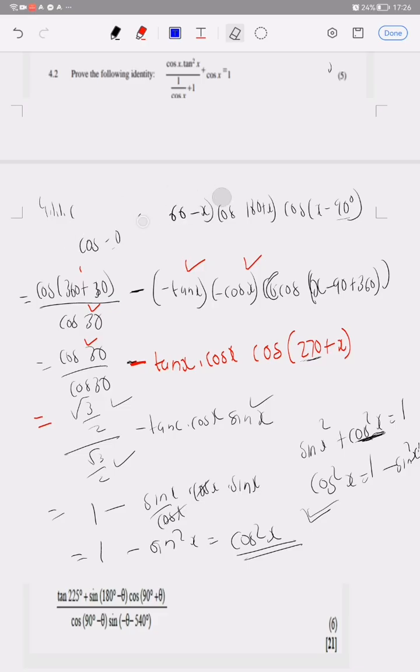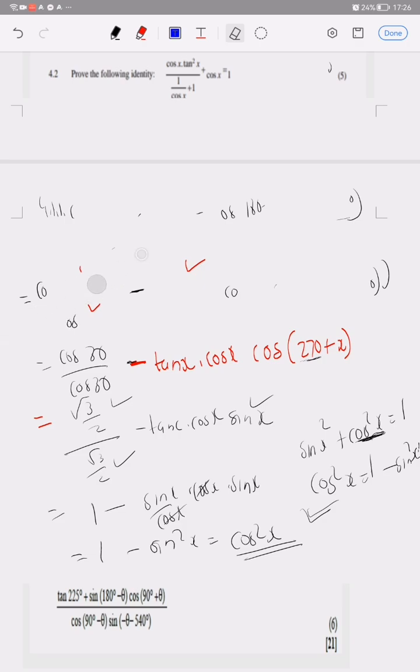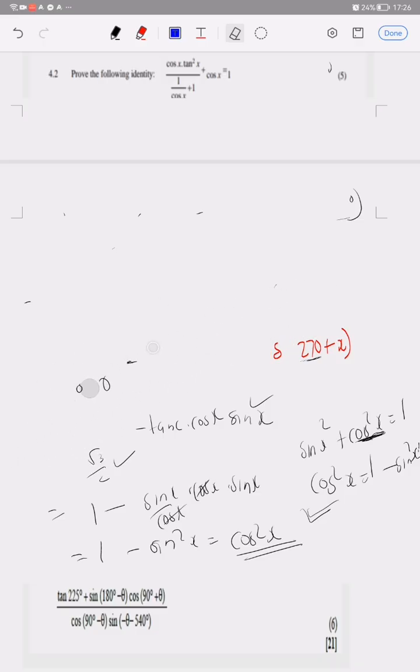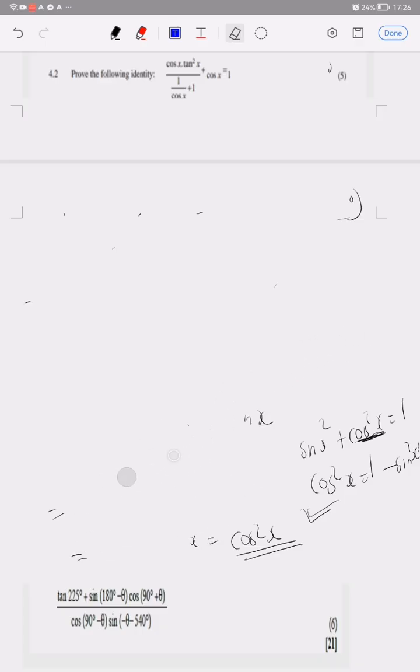Let's do 4.2 now. How can we solve 4.2? You can pause the video if you want, to understand the exercise. Right, let's go to 4.2.